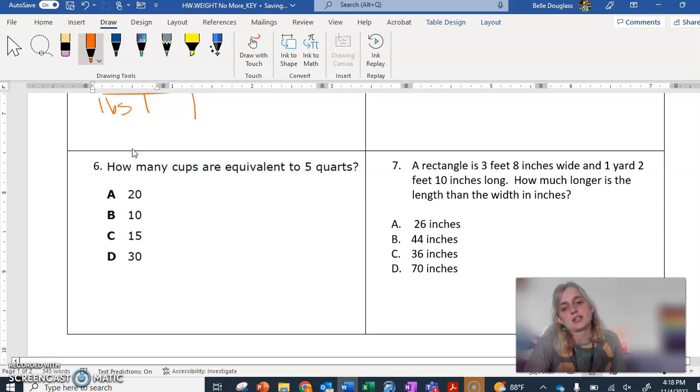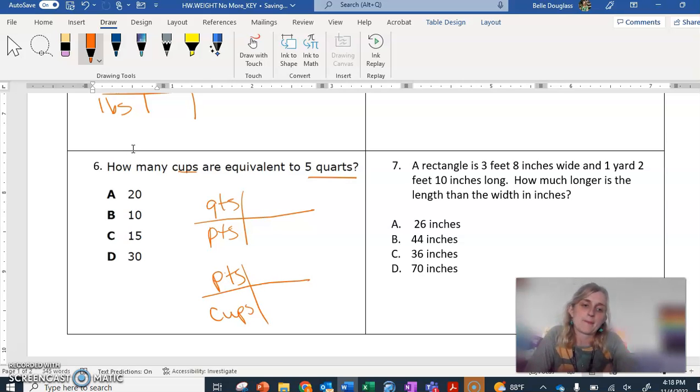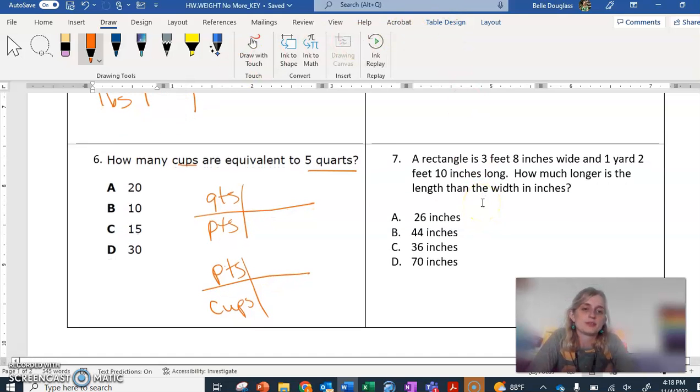This one is going to take 2 steps, actually, because you can't go from quarts to cups. So you're going to go quarts to pints, and then pints to cups. It's okay if it takes you a couple steps. This last one, I'll do a little bit with you.